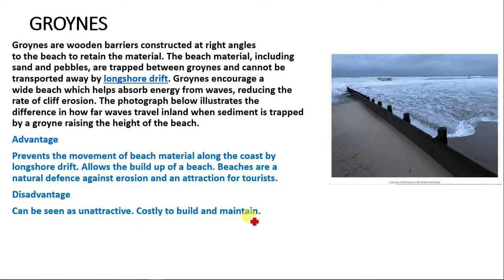Then groynes. Groynes are wooden barriers constructed at right angles to the beach to retain the materials. You see, constructed at right angles to the beach, the materials are still being retained. They are not eroded. They are still being deposited here. The beach materials, including sand and pebbles, are trapped between the groynes and cannot be transported away by longshore drift.